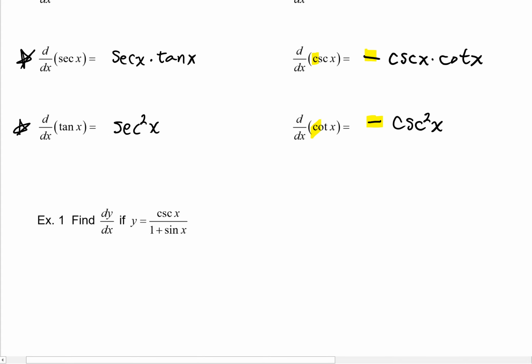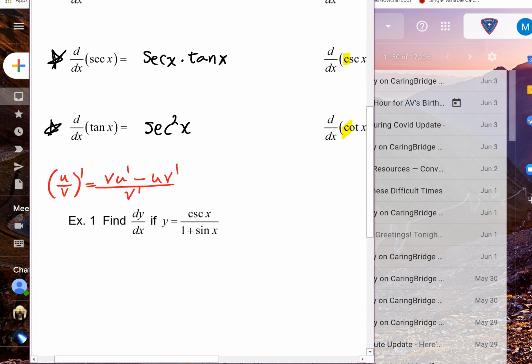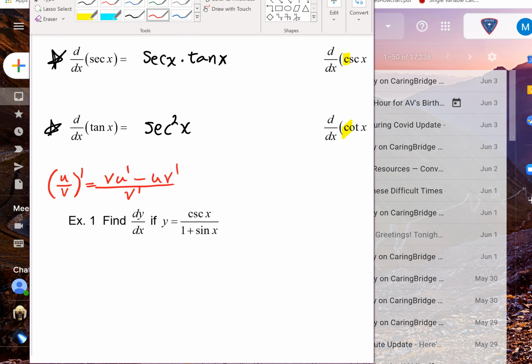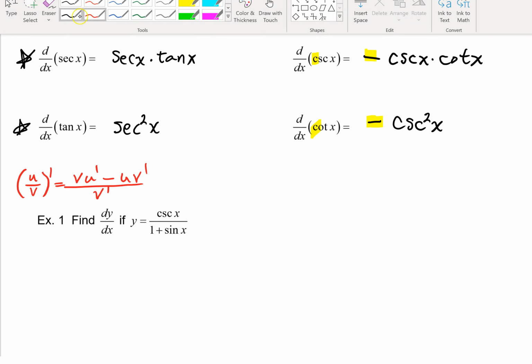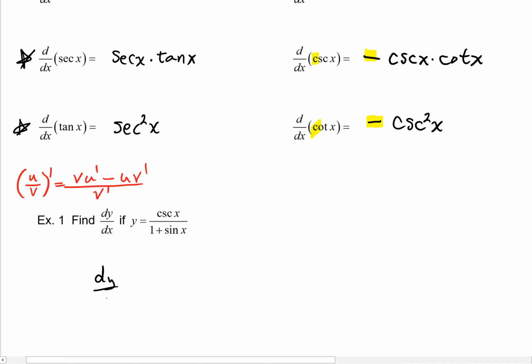So, taking a look at number 1, take the derivative of this quotient of functions right here, and that means you're going to remember the quotient rule. The derivative of u over v is going to be low d high minus high d low all over low squared. So what we'll do just real quickly, getting this derivative out there, we can say dy dx right here.